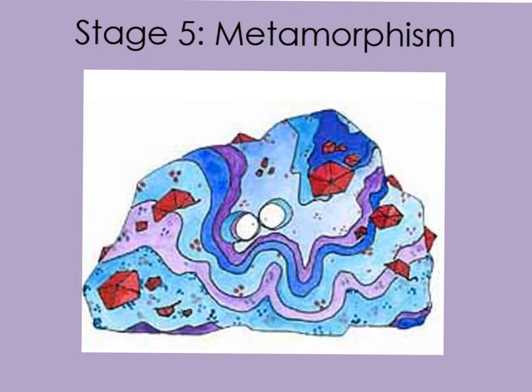Stage 5 is metamorphism. Deep within the Earth's crust, rocks can be put under huge pressures and temperatures are very high. These conditions can cause the minerals in the rock to change. This process is called metamorphism. Limestone can change into marble, shale and mudstones into slate, and igneous rocks like granite can turn into gneiss.